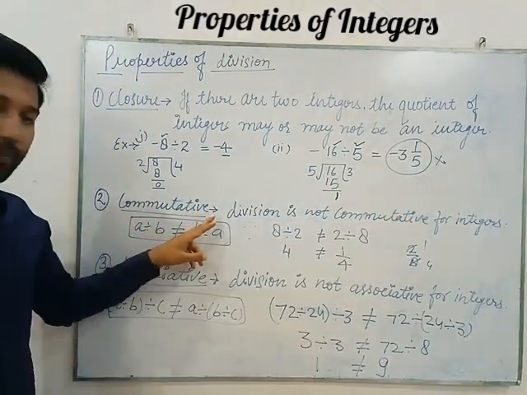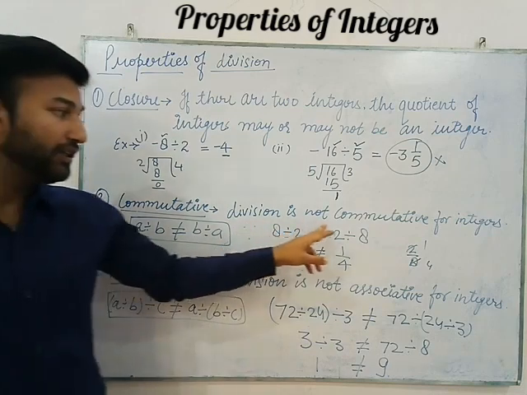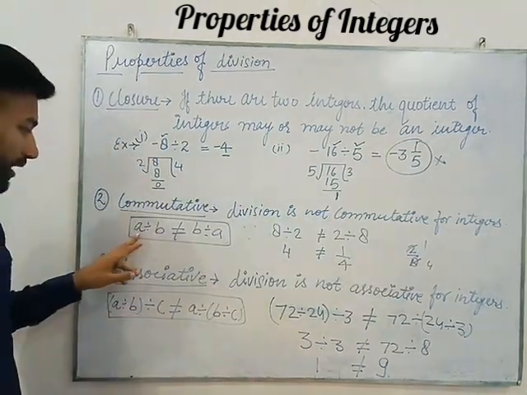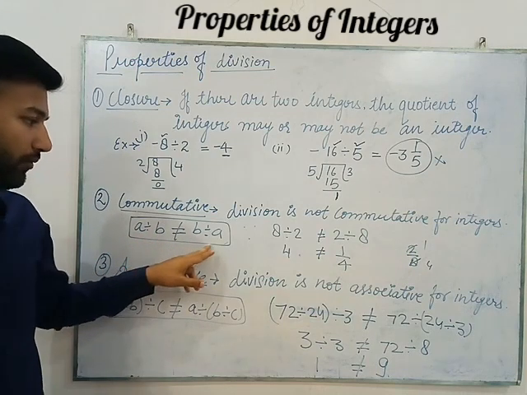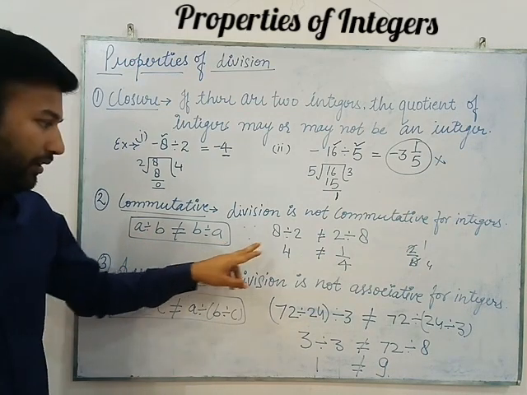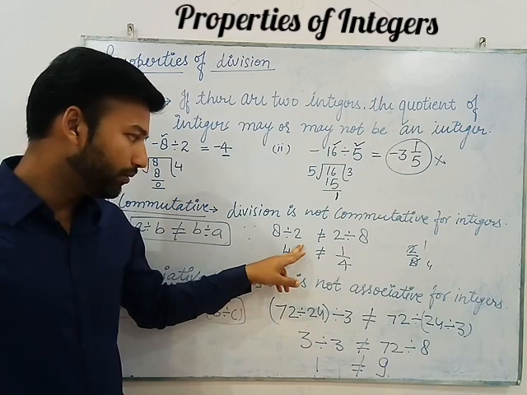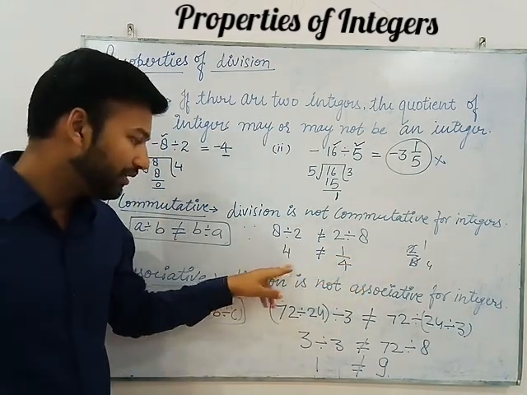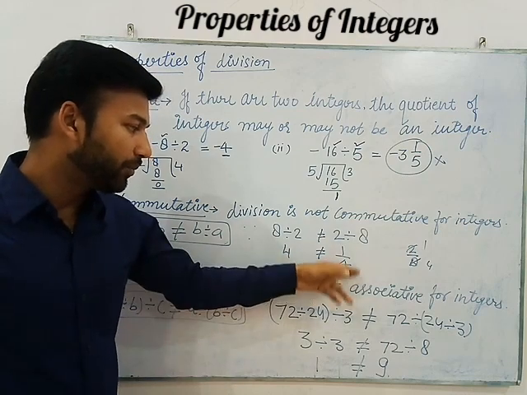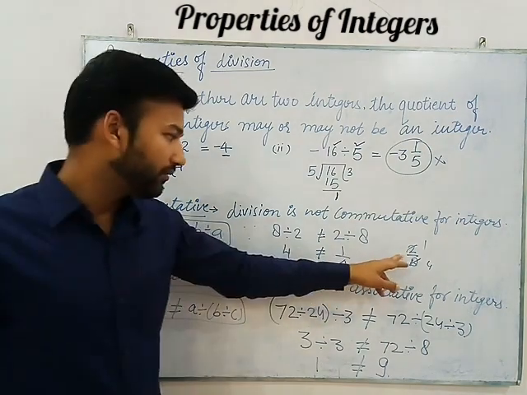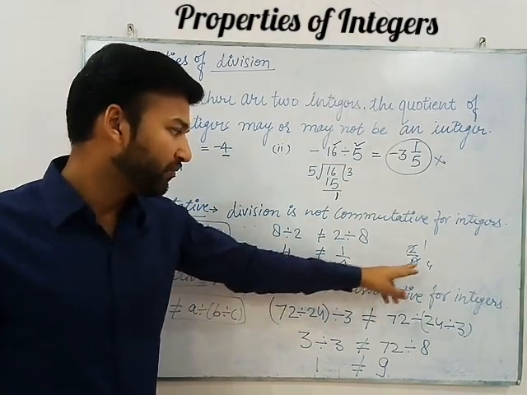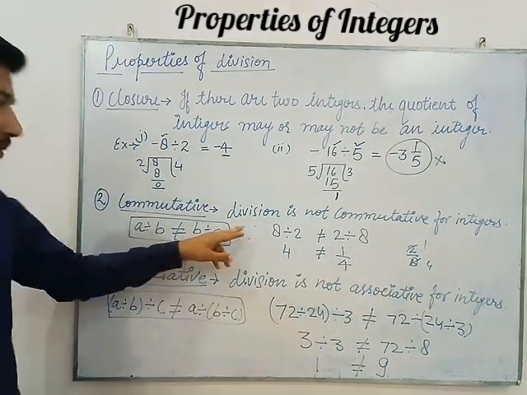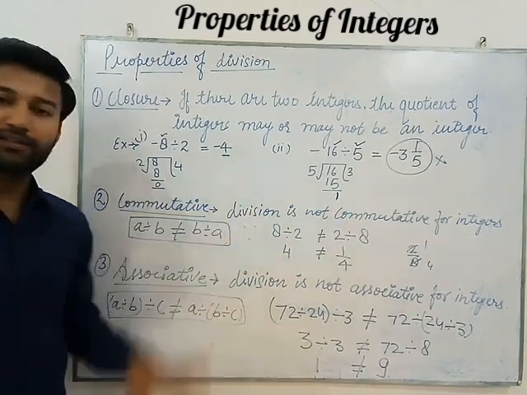Next, commutative property of division. Division is not commutative for integers. Means a divided by b is not equal to b divided by a. When we divide 8 by 2, it is not equal to 2 divided by 8. Means 2 4s are 8, which is not equal to 1 upon 4. Why 1 upon 4? Because when we divide 2 by 8, so 1 upon 4 is the answer. Means both are different. That's why division is not commutative for integers.